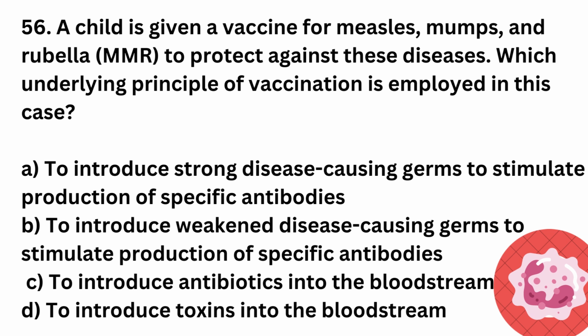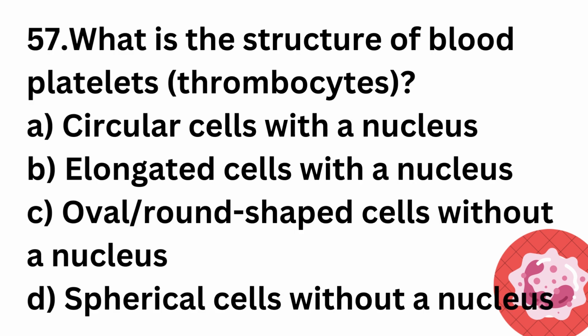A child is given a vaccine for measles, mumps, rubella, or coronavirus to protect against disease. What principle of vaccination is used in this case? Options: to introduce strong disease causing germs to stimulate production of antibodies, or option B, to introduce weakened disease causing germs to stimulate production of specific antibodies, option C, to introduce antibiotics into the bloodstream, or option D, to introduce toxins into the bloodstream. Answer is introduce weakened disease causing germs to stimulate production of specific antibodies.